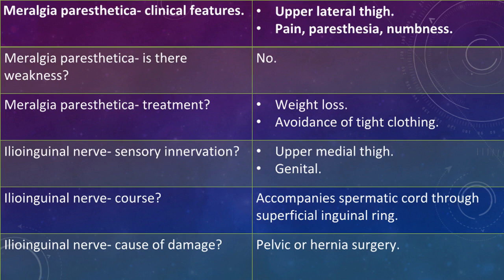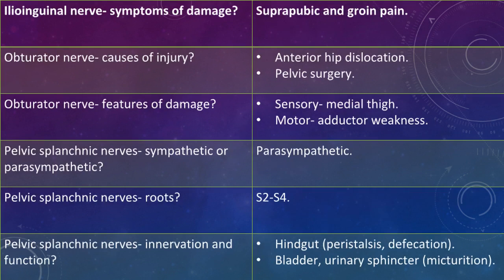Upper medial thigh. Genital. Ilioinguinal nerve course. Accompanies spermatic cord through superficial inguinal ring. Ilioinguinal nerve cause of damage. Pelvic or hernia surgery. Ilioinguinal nerve symptoms of damage. Suprapubic and groin pain. Obturator nerve causes of injury.